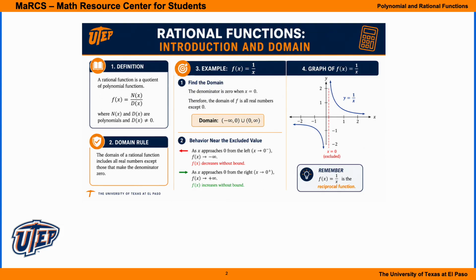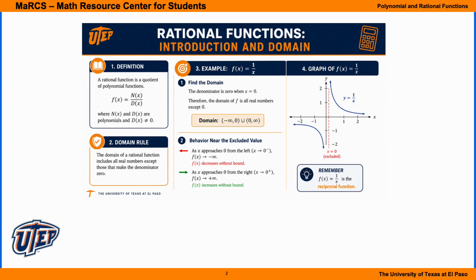Here we're given an example. f of x is equal to 1 over x. So first we find the domain. We see that the denominator is 0 when x is equal to 0, so that means that the domain of f is all real numbers except 0. In interval notation, this will be the interval negative infinity to 0, non-inclusive, union 0 to infinity, non-inclusive.